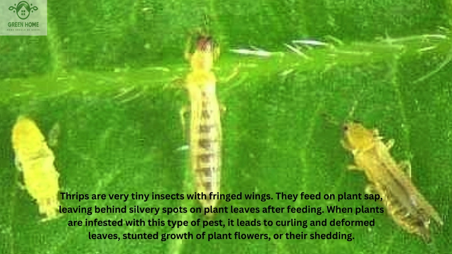Thrips are very tiny insects with fringed wings. They feed on plant sap, leaving behind silvery spots on plant leaves after feeding. When plants are infested with this type of pest, it leads to curling and deformed leaves, stunted growth of plant, and flowers or their shedding.